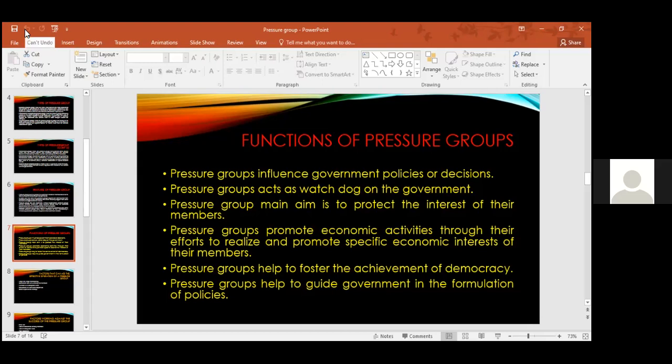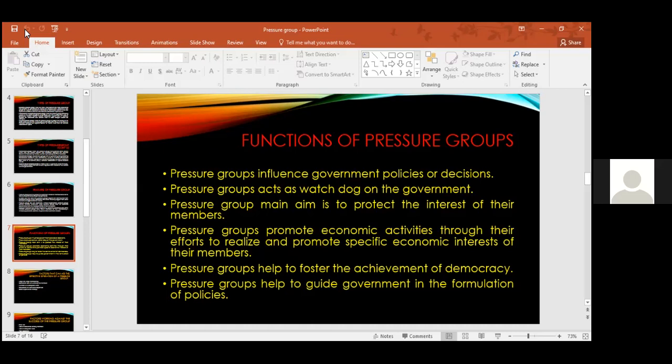Also, pressure group helps to foster the achievement of democracy. Remember, one of the pillars of democracy is people. One of the pillars of democracy is fundamental human rights. And we have a lot of rights: freedom of speech, freedom of association, all these things. So pressure groups ensure that these rights are respected. In doing that, they help to improve democracy because democracy is built on human rights, democracy is built on people. So if the pressure groups are helping to improve human rights, they are also helping us to achieve democracy.